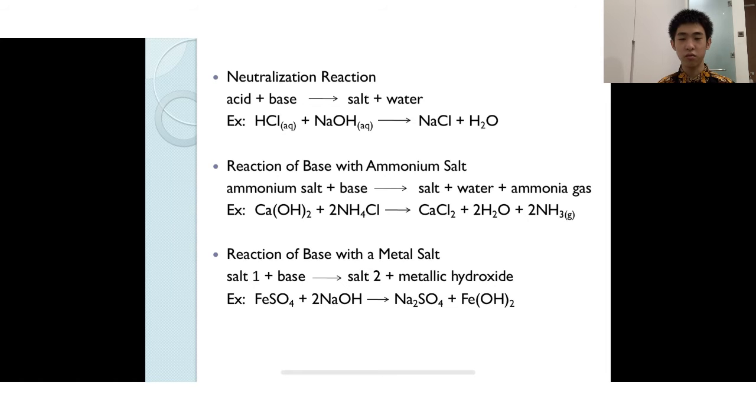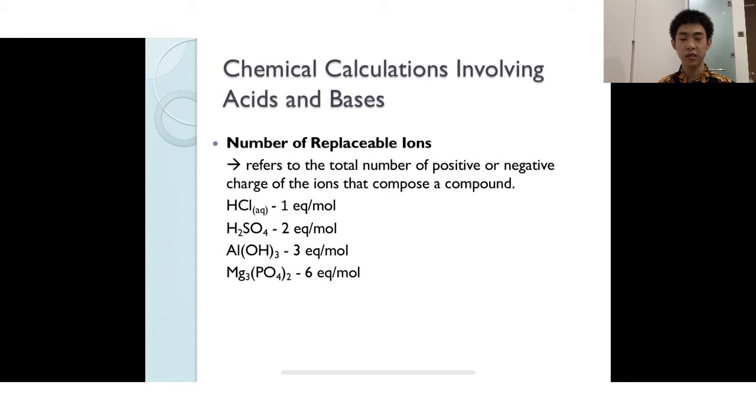Okay, let's move on to chemical calculations involving acids and bases. Let's start with the number of replaceable ions. It refers to the total number of positive or negative charge of the ions that compose a compound. For example, hydrochloric acid. Hydrochloric acid has one positive charge from the hydrogen ion, and it also has a total of one negative charge, which is from the chloride ion.